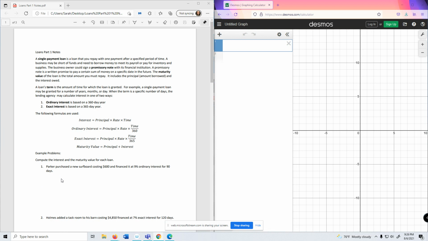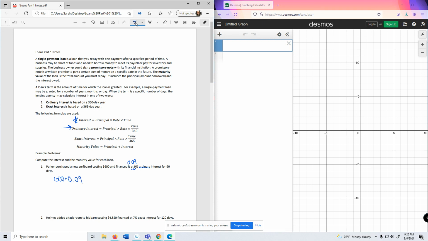So for number one, Parker purchased a new surfboard costing $600 and financed it at 9% ordinary interest for 90 days. So we are using the framework of our basic interest formula, but since it says ordinary interest, we are going to use this one right here. The principal is how much the surfboard costs. So principal is 600 times 9%. Remember to switch that to a decimal. We move our decimal 2 places to the left. That becomes 0.09 for our rate.